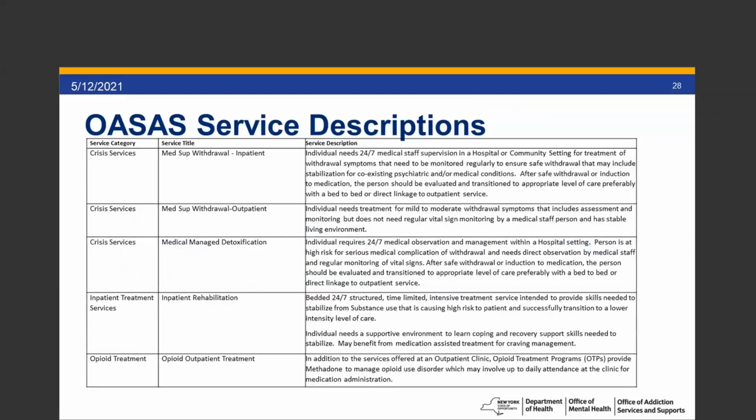OASAS's system of care is split up into, I like to think of it as, a continuum. The first area that we focus on is crisis services. These services are specifically targeted towards stabilizing and managing withdrawal symptoms and any other co-occurring issues that come up, either medical or psychiatric, and getting the person to a point of safety so that they can be linked with the next level of care, be it a bedded service or an outpatient service.